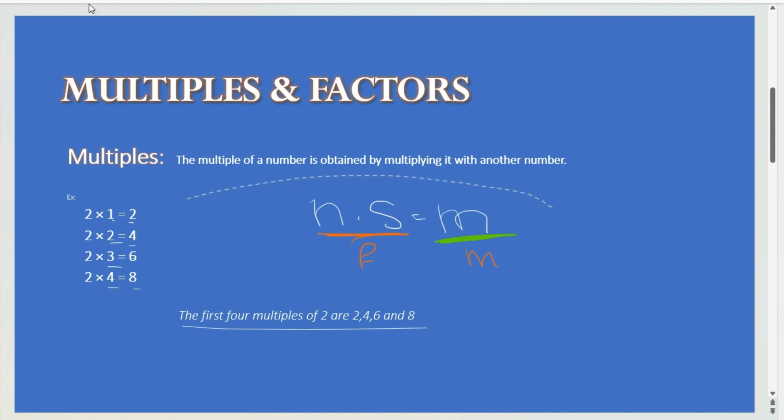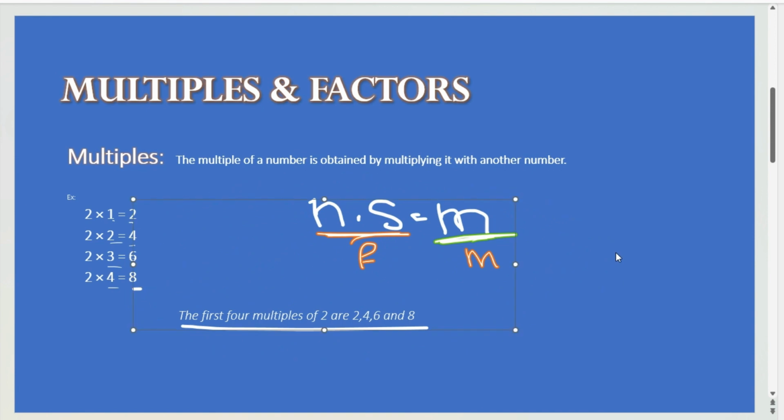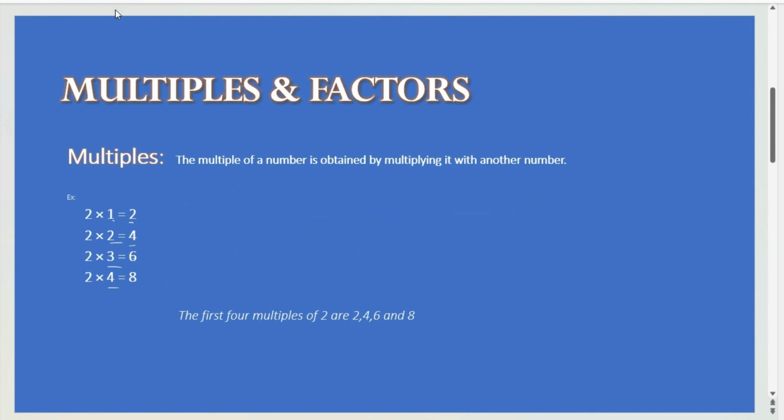And also, it's super easy to find the multiple of a number, because if they say find the multiple of 6, multiply 6 with any number, and then you get the multiple. Any number, and it's fine. Totally fine. That's the easy thing about multiples. You just make them.